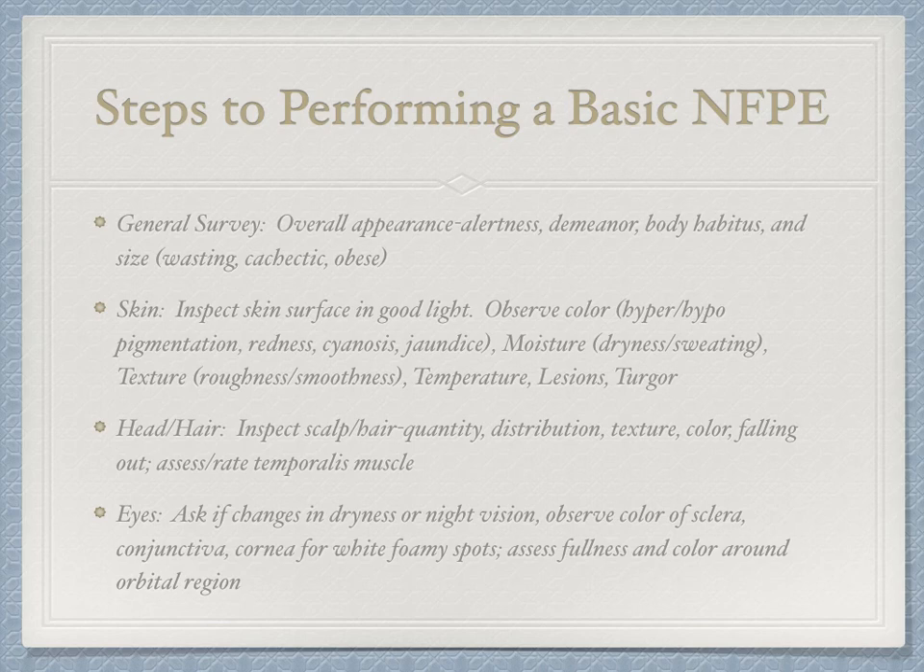For the head and the hair, inspect the scalp and hair quantity, the distribution, texture, color, and if the hair is falling out. Also assess and rate the temporalis muscle. For eyes, ask if there are changes in dryness or night vision. Observe the color of the sclera, conjunctiva, and the cornea for foamy white spots. Assess the fullness and color around the orbital region.